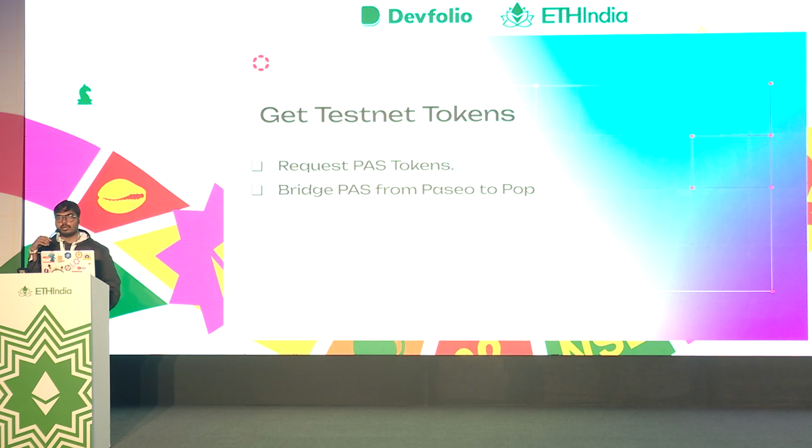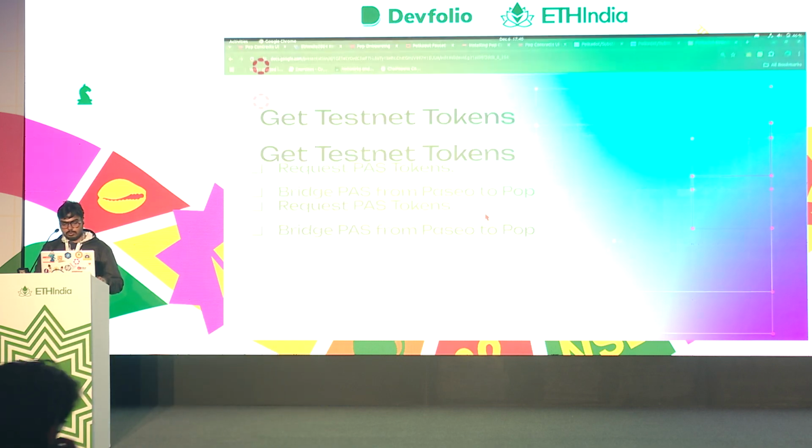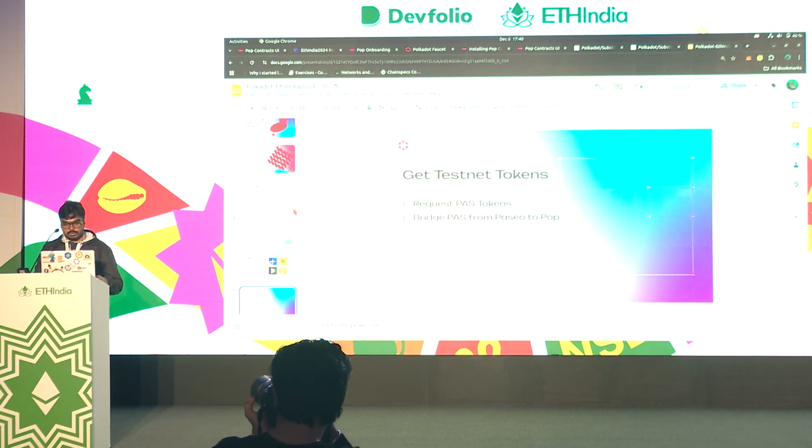So the first thing: okay, you have a wallet now, but what do you do then? In the case of Paseo, which is a relay chain testnet of Polkadot, you need to get Paseo tokens. And since we are going to work on Ink smart contracts, POP network doesn't have its own native token. It uses the DOT token, the relay chain's token. So we need to acquire those tokens first.